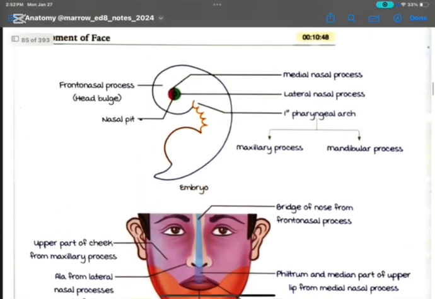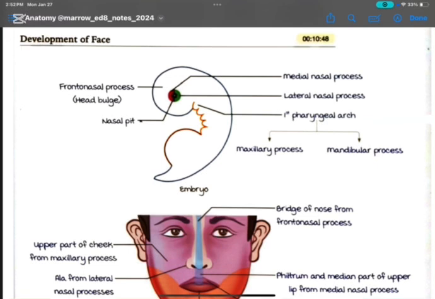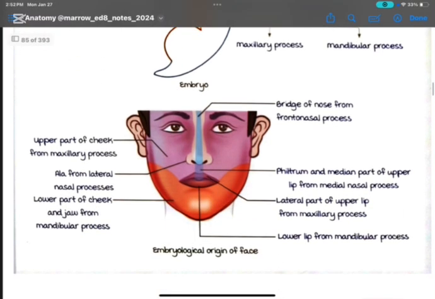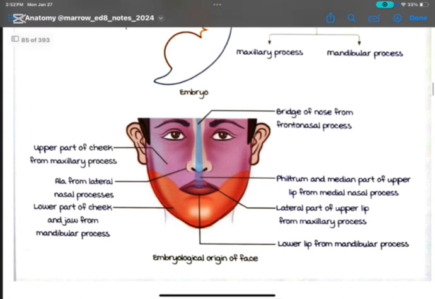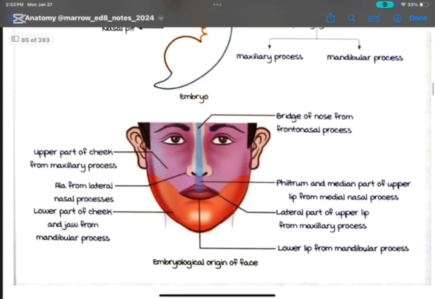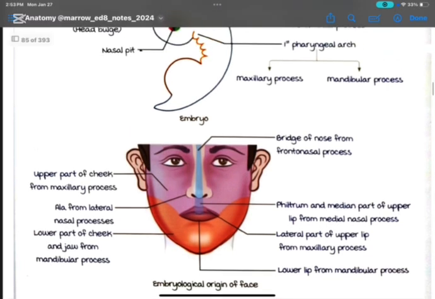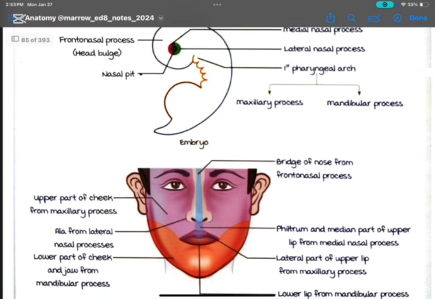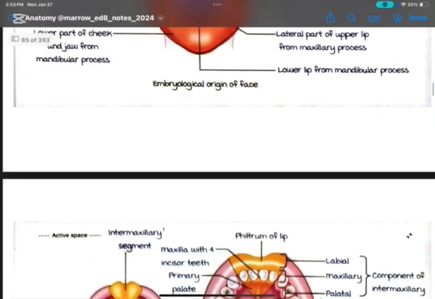Upper part of cheek from maxillary process, which is a part of first pharyngeal arch. Ala of lateral nasal processes, and lower part of cheek and jaw from mandibular process, which is also a part of first pharyngeal arch. Philtrum and medial part of upper lip from medial nasal process, lateral part of upper lip from maxillary process, lower lip from mandibular process, bridge of nose from frontonasal process.